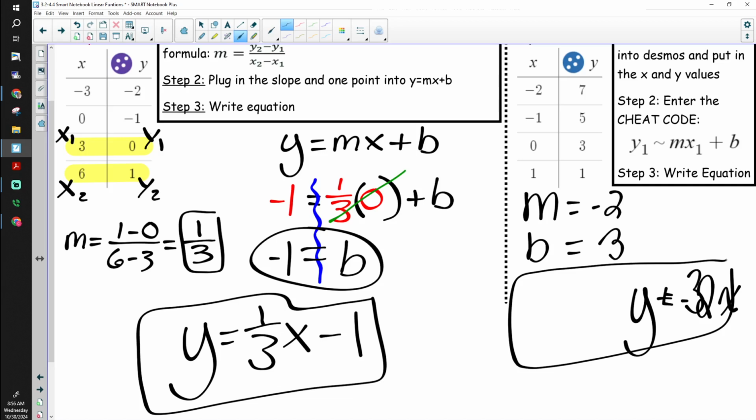For me personally, I know which one I would do. I would plug my table into Desmos, put in my cheat code, and be done. But if you want to be old school, you can find your slope by hand, plug in a point and your slope, and solve for B to get your M and your B. Both work. Both are fine. Desmos does save you lots of time on it. Okay.